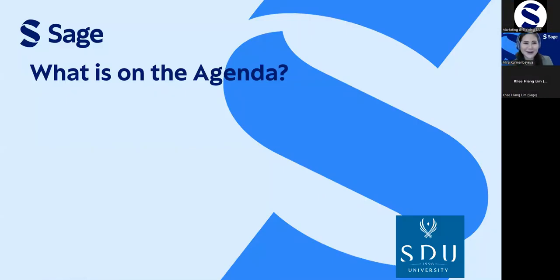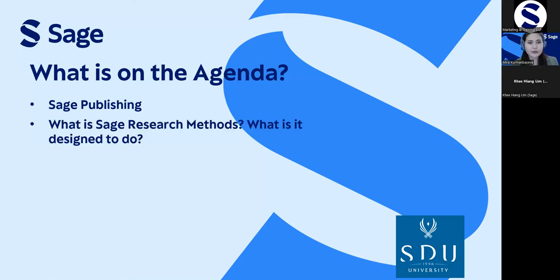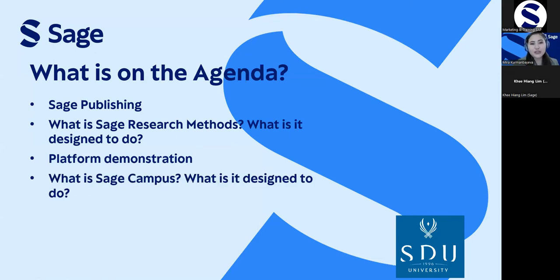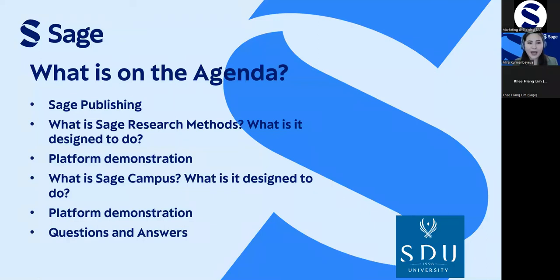So, what's on our agenda today? I'm going to walk you through a little bit on the Sage story. I'm going to tell you what we are and what we do. Of course, the topic today is Sage Research Methods and Sage Campus online courses, and we will be talking about what these platforms are designed to do. I'm going to demonstrate the platform and the key features of Sage Research Methods and Sage Campus as well. And then we will move gradually to the question and answer section, where we will be able to speak a little bit if we want to.